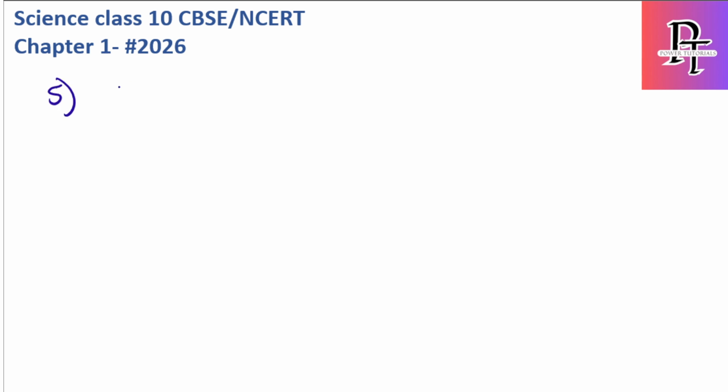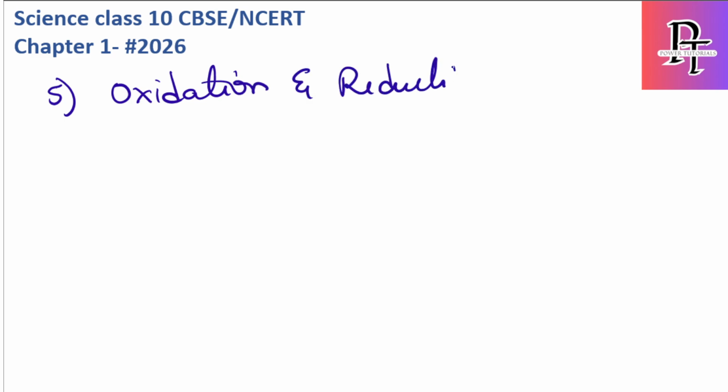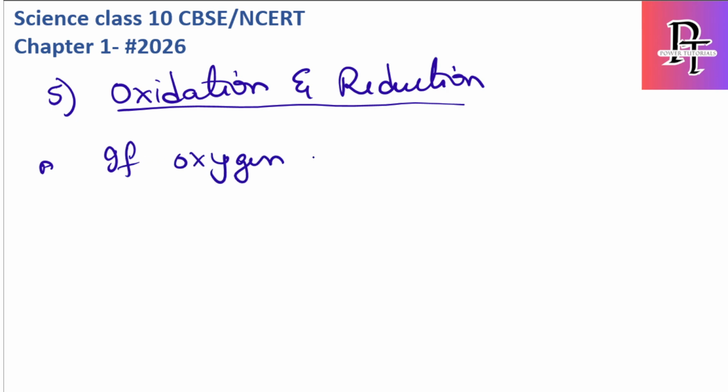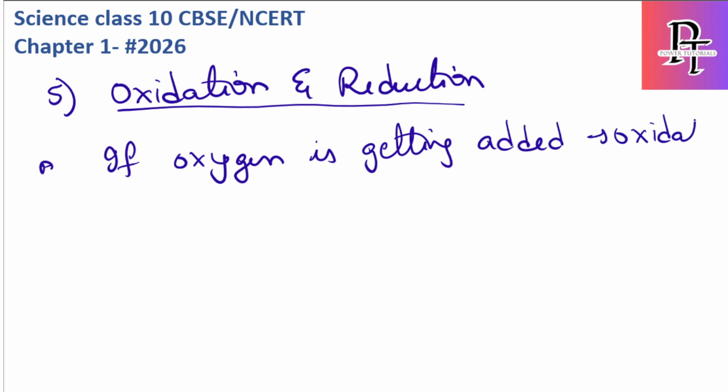The last reaction for types of reactions, which is oxidation and reduction. Okay, so as per the definition, what does oxidation mean? If oxygen is getting added to any metal, then it is called oxidation. Same way, if oxygen is getting removed, it is called reduction.